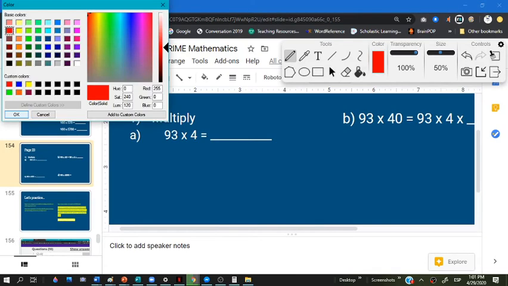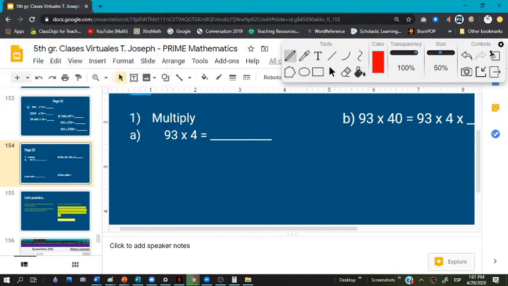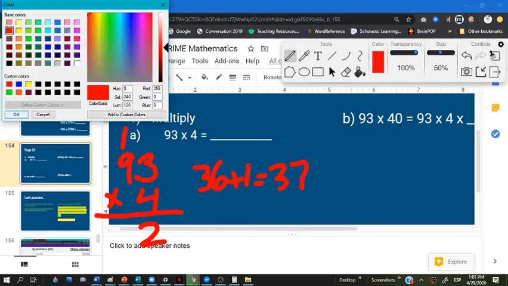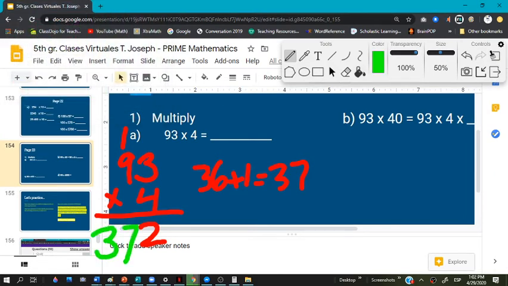93 times 4 should equal, all right, let's do that together. 93 times 4, just like this problem up here. 4 times 3 is 12. Bring my 1 up. 9 times 4 is 36 plus 1. 36 plus 1 equals 37. So 37, you should be putting that right down here. 37. My final answer is 372, which you're going to need to know for this next problem, okay?